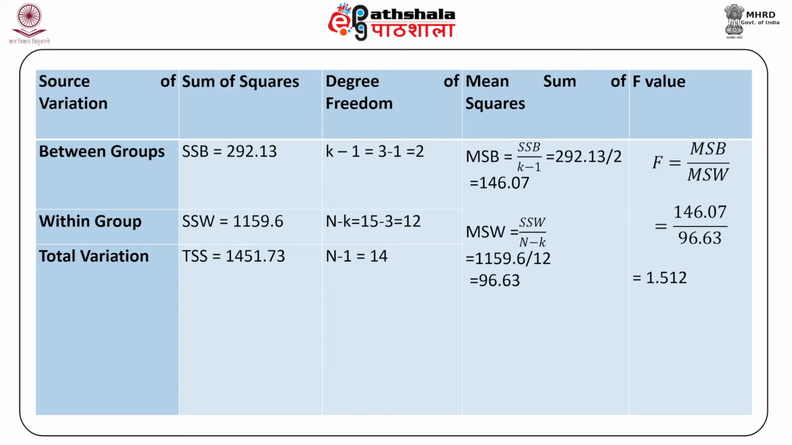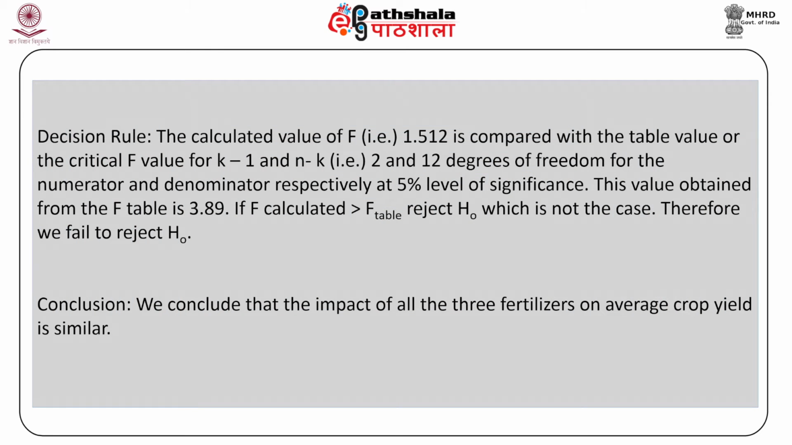This comes out to be 96.63. In our last column, we have the F value, which is MSB upon MSW. This comes out to be 146.07 upon 96.63 and is equal to 1.512.